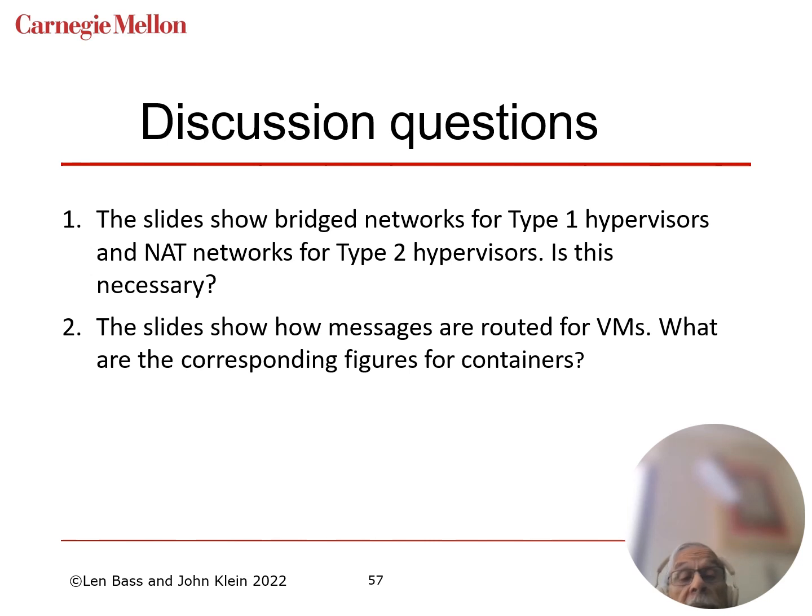So again, discussion questions. The two pictures that I show in the slides are that bridge networks are type 1 and NAT networks are type 2 hypervisors. Is this necessary? And the slides show how messages are routed for virtual machines. What would the corresponding pictures be for containers?